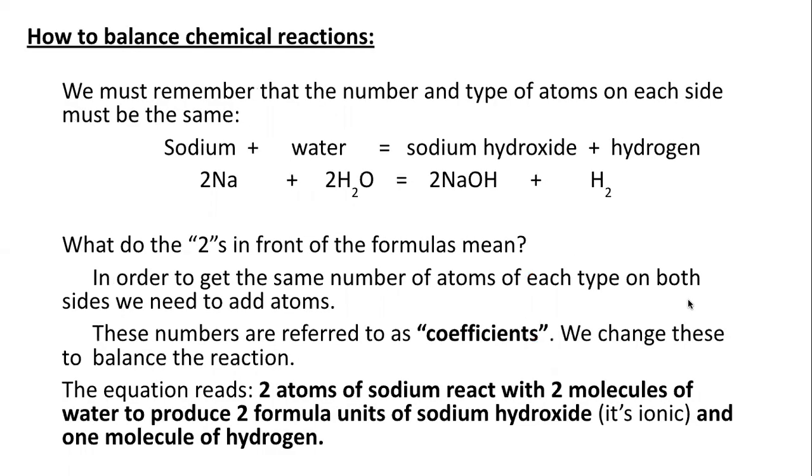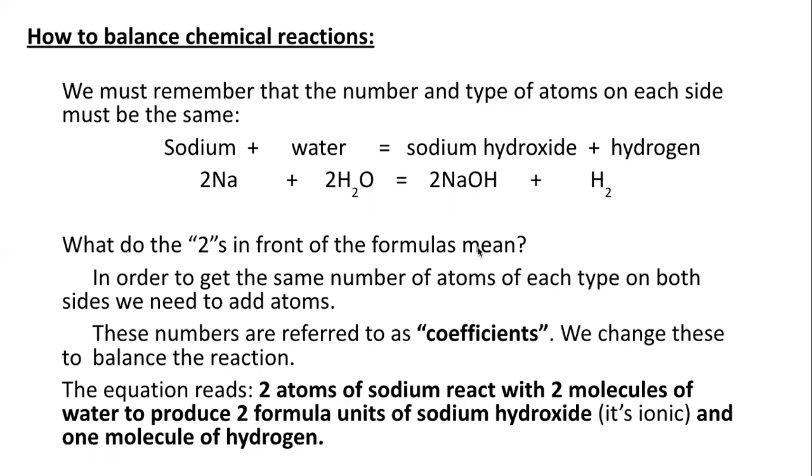So how do we balance chemical reactions? We must remember that the number and type of atoms on each side must stay the same. What do the 2's in front of the formulas mean? In order to get the same number of atoms of each type on both sides, we need to add atoms. These numbers, again, are referred to as coefficients. We change these to balance the reactions.